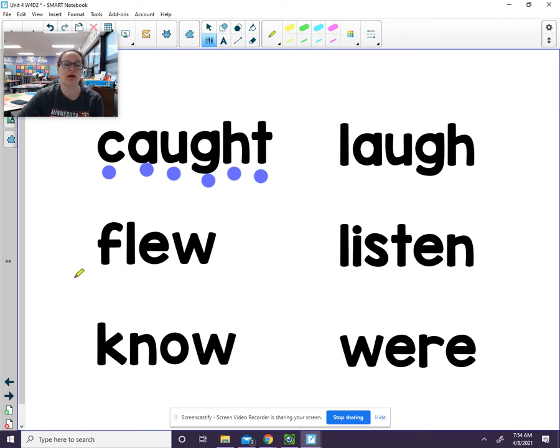Our next word is flew. Say that with me. Flew. The bird flew to Mexico. Let's spell it. F-L-E-W. Our next word is know. Say it with me. Know. Now this is the know when you understand something. So I know how to add. You know how to add. Let's go ahead and we'll spell it. K-N-O-W.